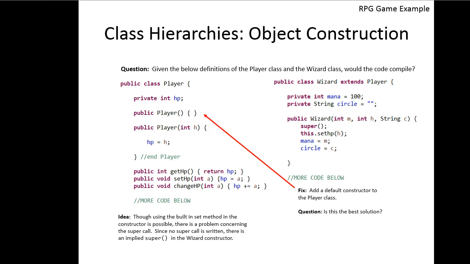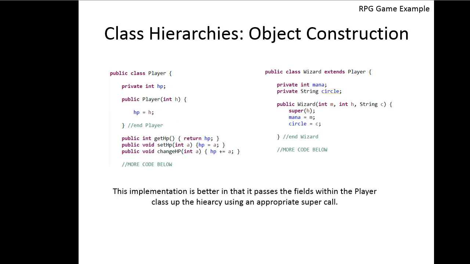Then the question comes, is this the best solution? Well, though it fixes the problem, it's better to pass the information up the hierarchy using a proper super call here. We really want to try and pass stuff up the hierarchy and assign the values in the class where they're defined. And like I said, this implementation is better in that it passes the fields within the player class up the hierarchy using an appropriate super call.